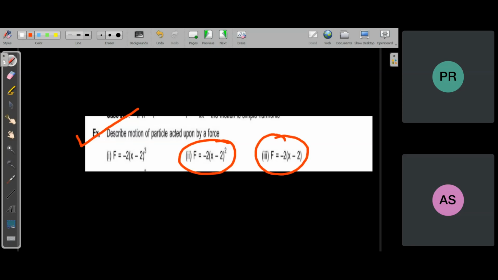Mean position for this SHM. Third one, sir. Okay. Mean position is where the force is 0. So I can say x equals 0, or x equals 2 can be said to be the mean position, sir, because only there the restoring force will be 0. So x equals 2 is the mean position and 0 is the extreme position, we can say.